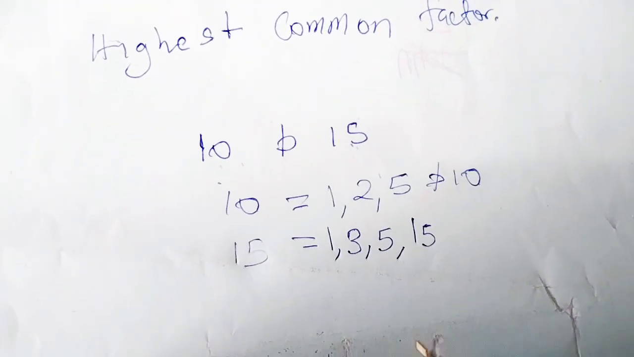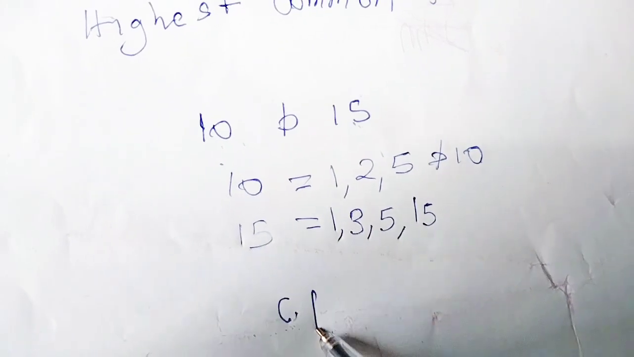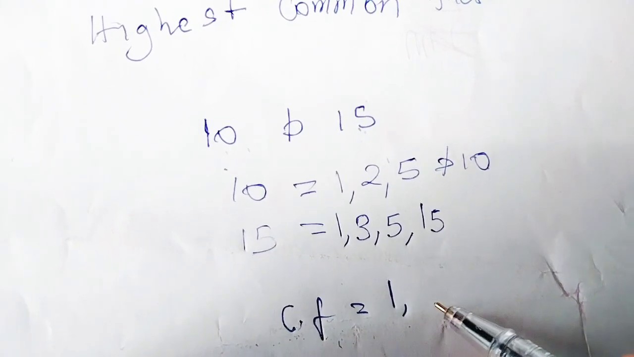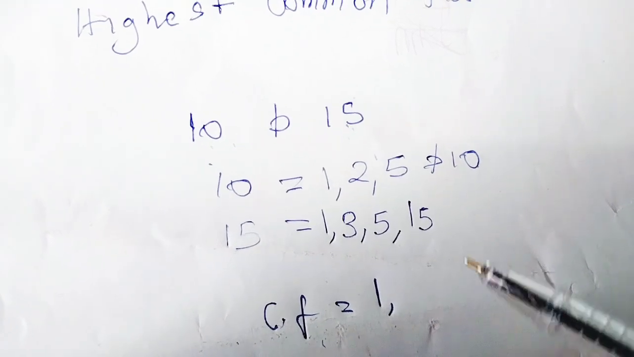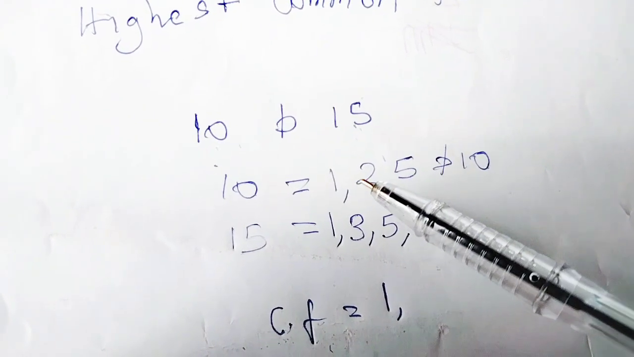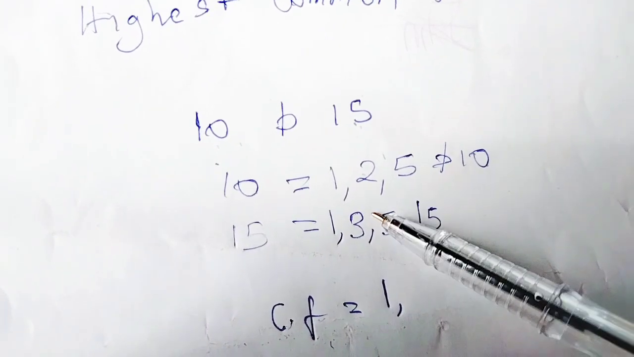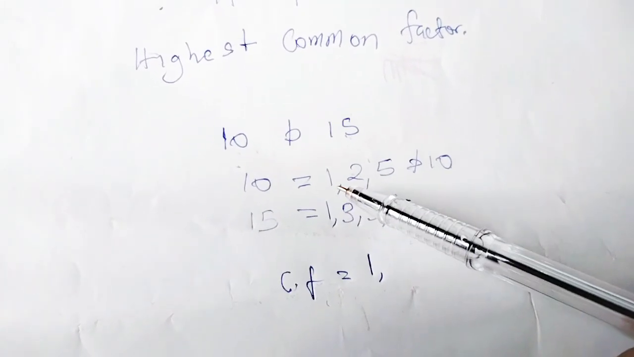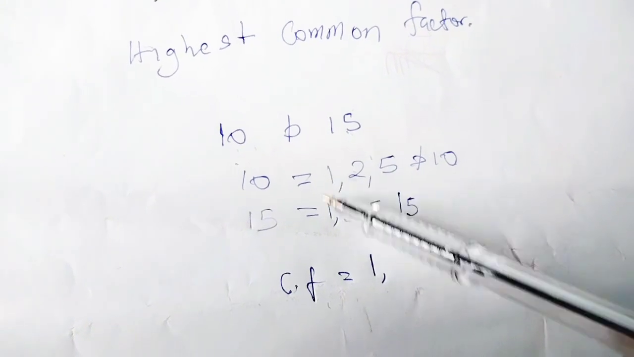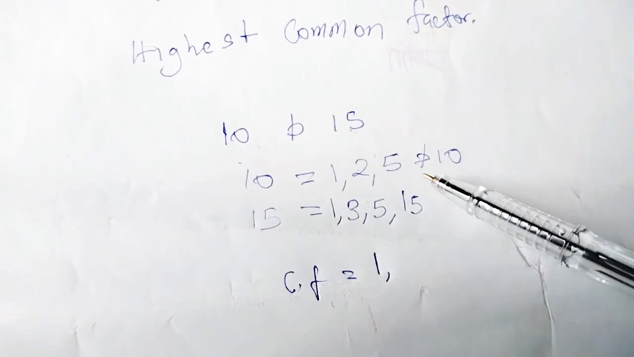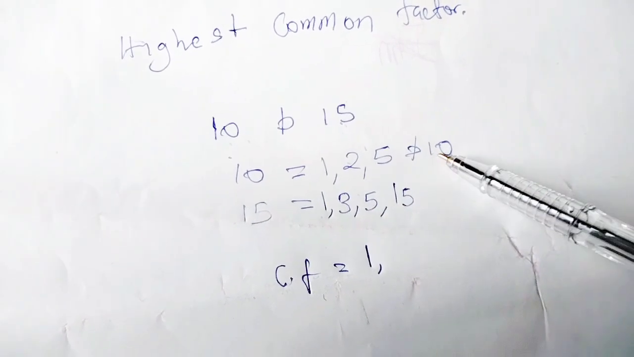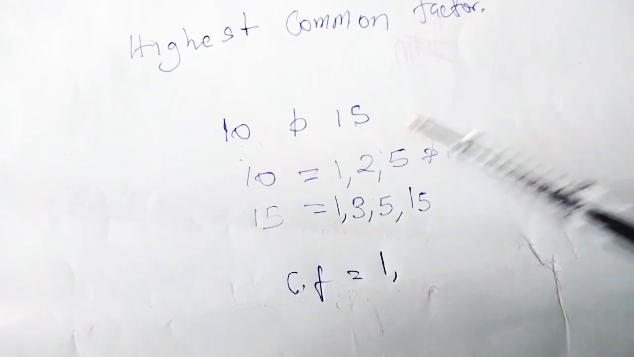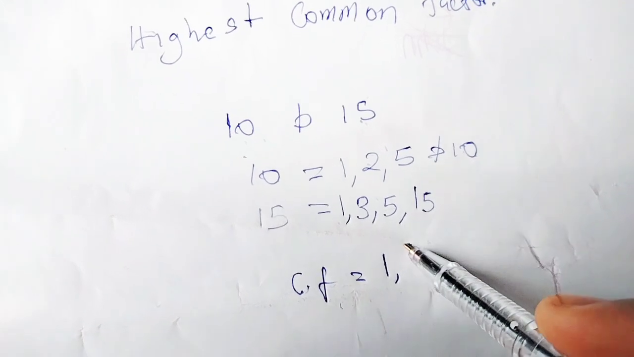So when we do this, we now have common factors of 10 and 15. Common factors, CF, are the factors of the first number that are also available in the second number. I have 1 present in both of them. I have 5 present in both of them. 10 is not here, 15 is not here either. 2 is here but not here, 3 is here but not here. So the common factors of 10 and 15 are 1 and 5.